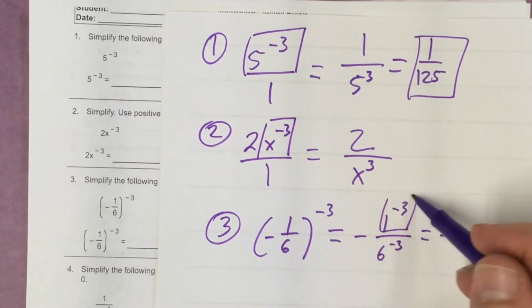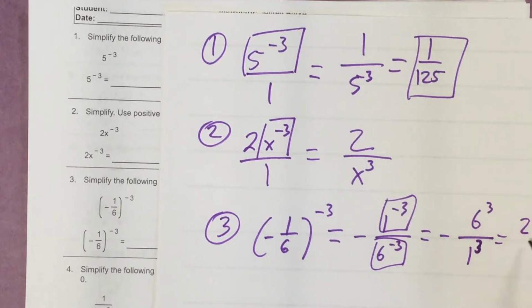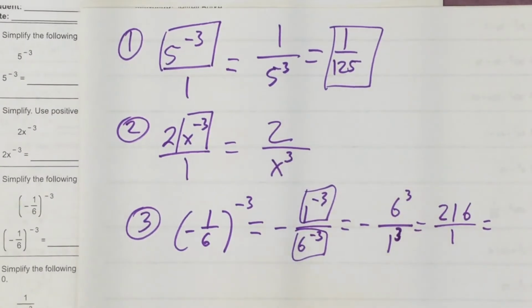If I take negative 1 to the negative 3 and 6 to the negative 3 and I swap these because of the negatives on the exponents, then it'll give me 6 to the third over 1 to the third. 6 to the third is 216. Don't take my word for it, do it on a calculator. That'll be 1, and our final answer will be 216. Okay, that's question 3.